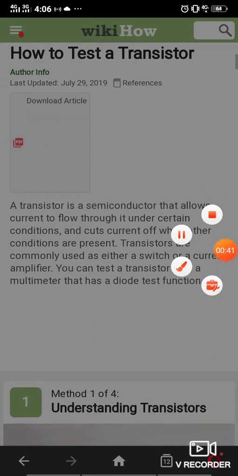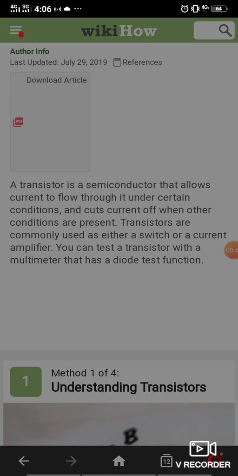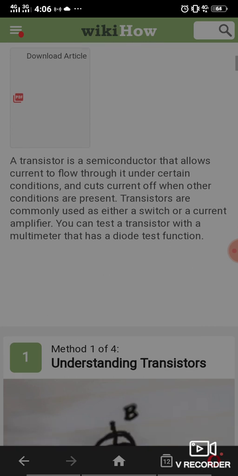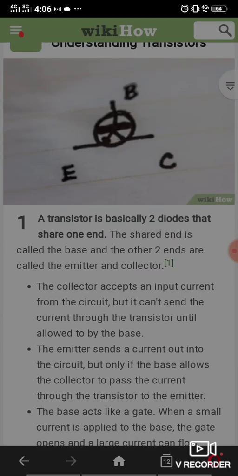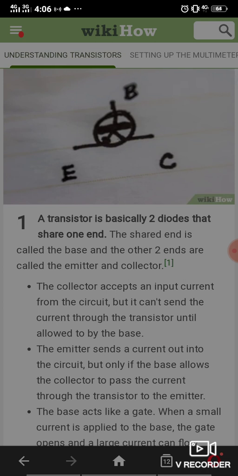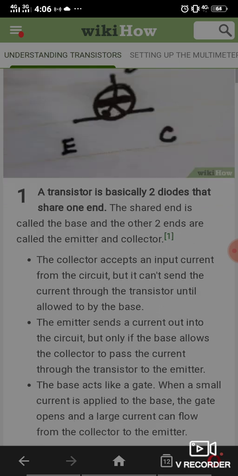A transistor is a semiconductor that allows current to flow through it under certain conditions and cuts current off when other conditions are present. Transistors are commonly used as either a switch or a current amplifier. You can test a transistor with a multimeter that has a diode test function. A transistor is basically two diodes that share one end. The shared end is called the base and the other ends are called the emitter and collector.